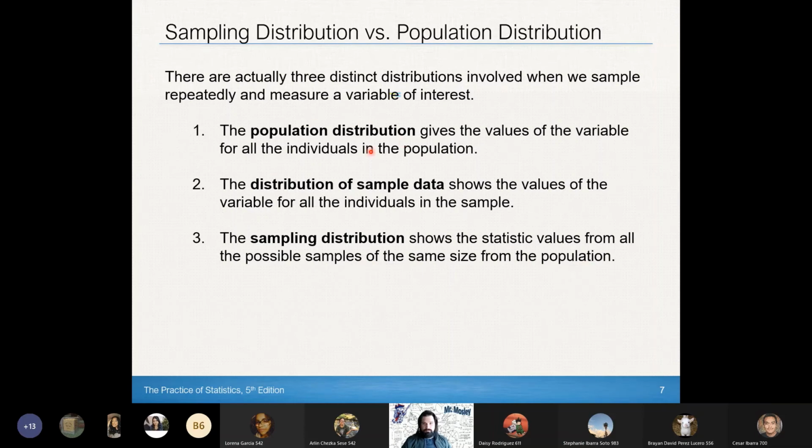So the population is everyone. The distribution of a sample is the actual results you got from that sample in a histogram or dot plot. The sampling distribution takes possibly the mean of your sample distribution and puts that as a single point in the sampling distribution over many samples. You get many means of that sample data, and that creates the sampling distribution.